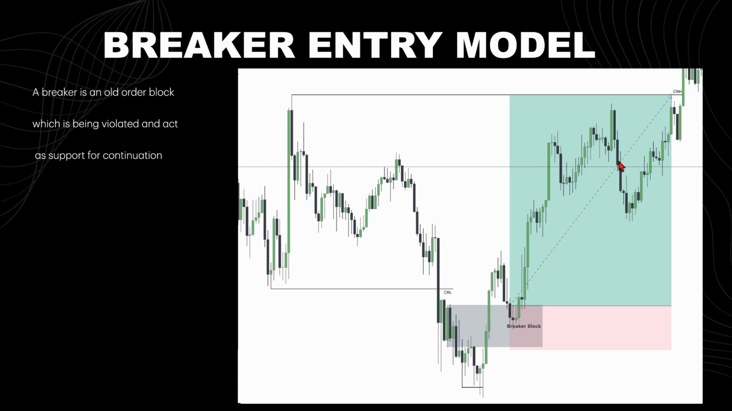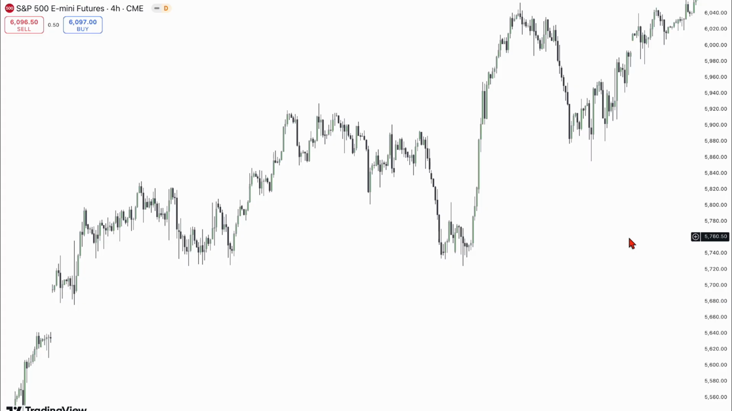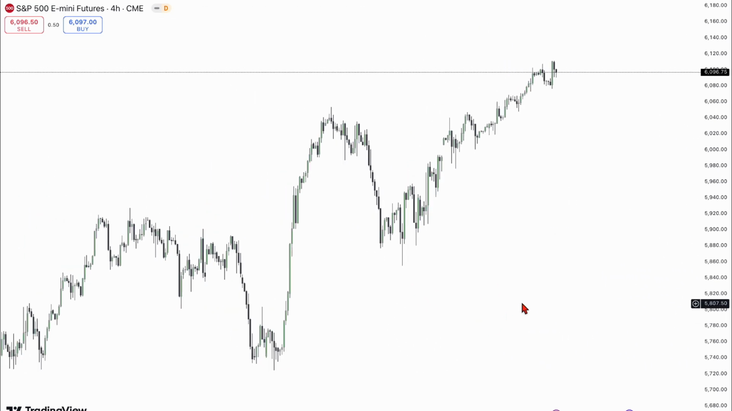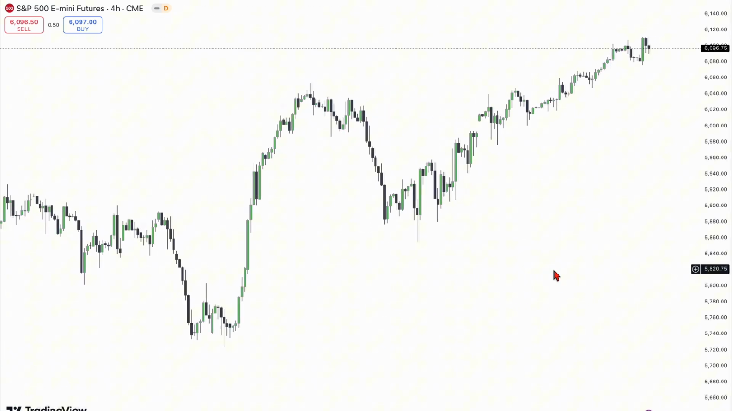So now, let's move on to the live charts and look at some live examples of how these entry models work and how to trade them accurately. So, let's move on to the charts.